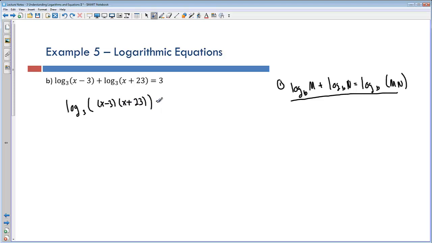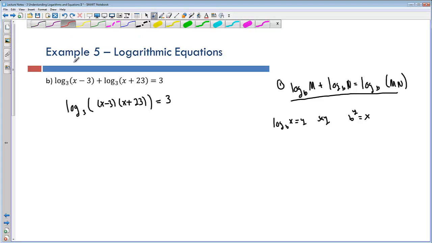And then that's all equal to the number 3. And so now what I can do is what the log says. So remember what the log says: if you have log base b of x equal to y, this says b to the y is equal to x. So it's basically the same problem I had before.